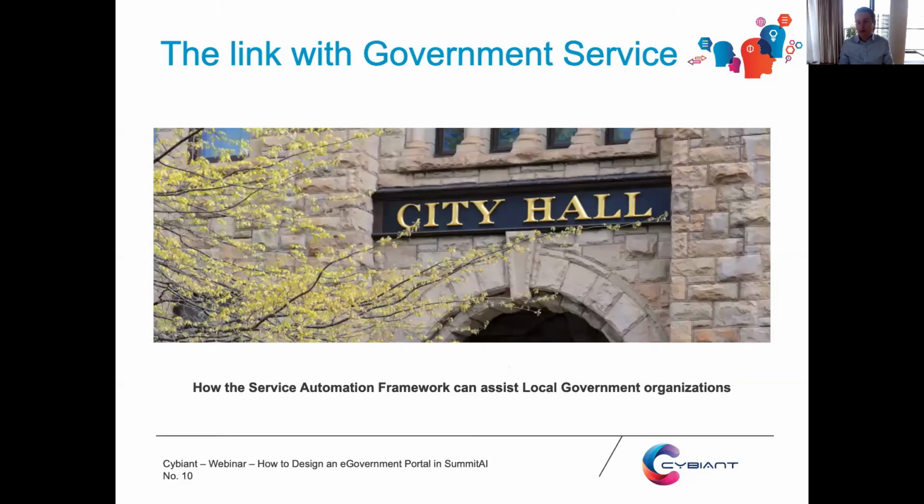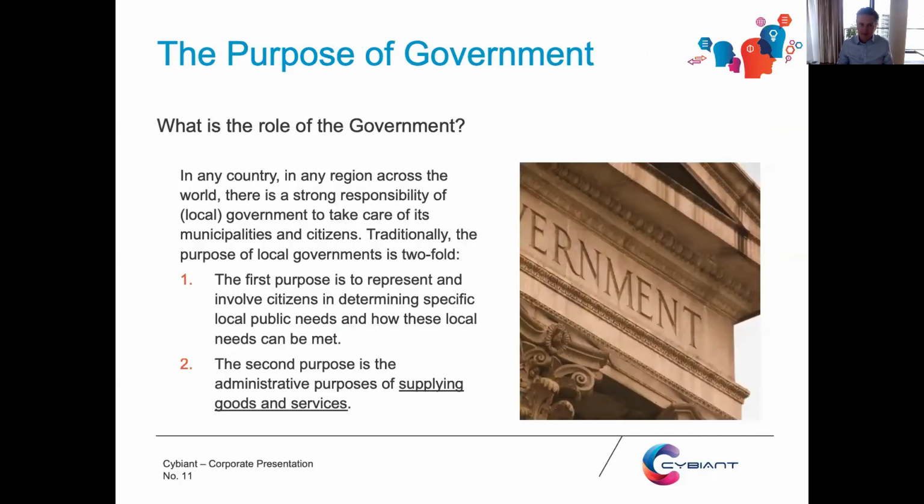So how would that work within the context of a government service? So we've talked now a little bit about some of the basic ideas and theories behind service automation. So how would a government benefit from this? Do you think that a government is a particular service organization? If you think about that a little bit more closely, you can actually see that it is.